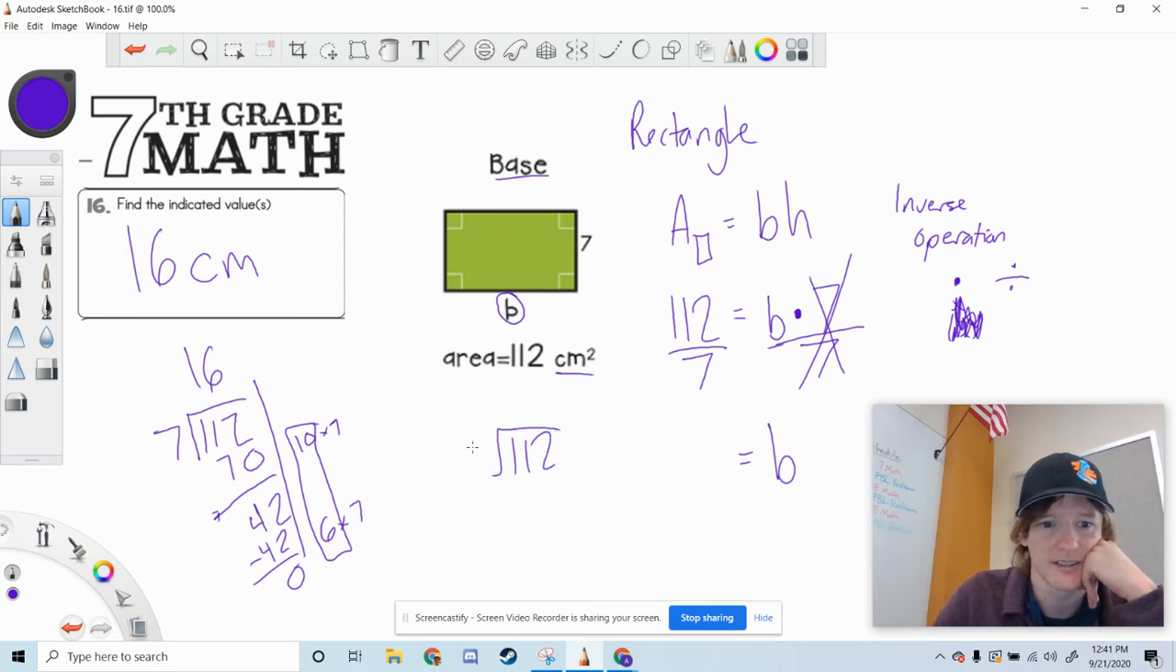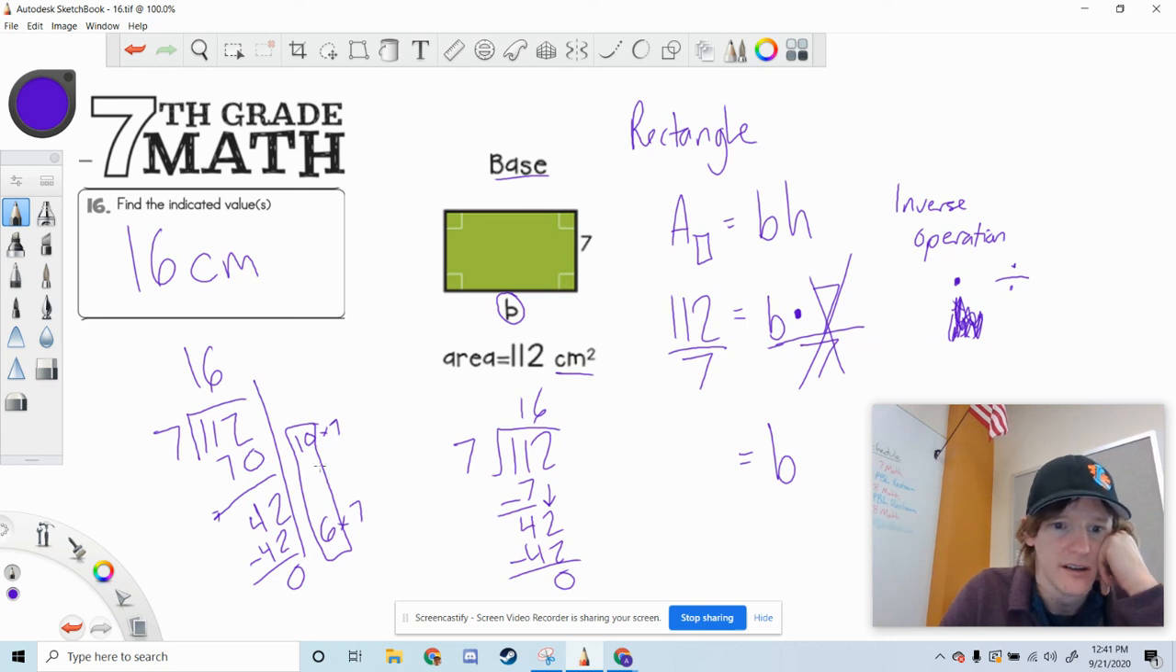I can also go back to the regular way we divide. 7s in 11. There's one of these. So that'll be 7, subtract 4, bring down our 2, 42. That was 6 of them, subtract 0, 16. This method over here, it's kind of like doing 112 minus 7. That'll give us 105, minus 7 will give us 98, minus 7 will give us 91, which minus 7. And we would count how many 7s we just subtracted.